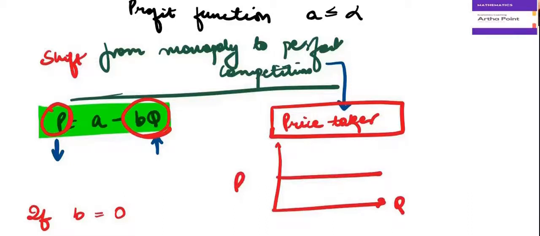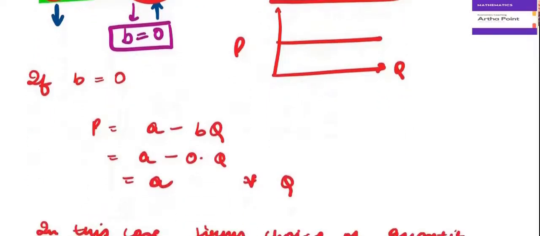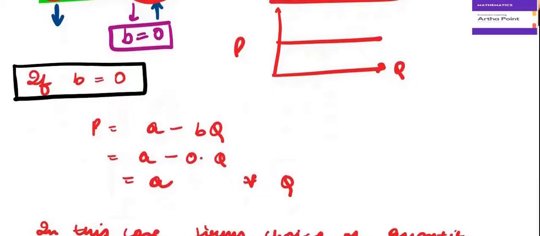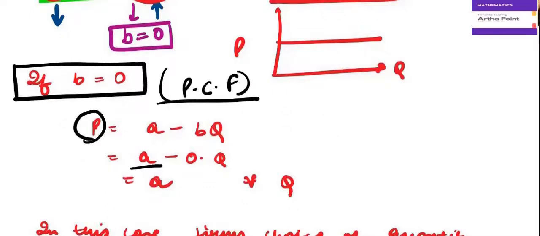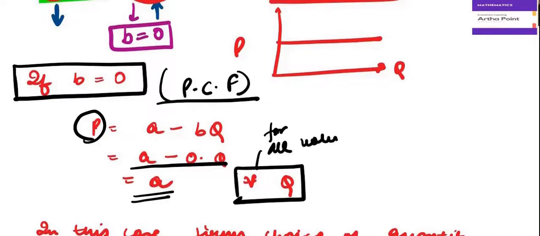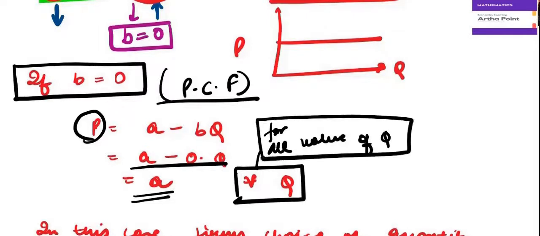Okay. So if we want to shift from monopoly to a perfectly competitive firm, what do we do? We should not have this component at all. And we will not have this component if and only if my B is 0. Then there will be no relation between P and Q because B is 0. So I say let B be 0, which means I'm trying to see what happens in a perfectly competitive firm. If B is 0, my price comes out to be A minus 0 times Q, which comes out to be A for all values of quantity. So irrespective of what my quantity is, my price is held at A.